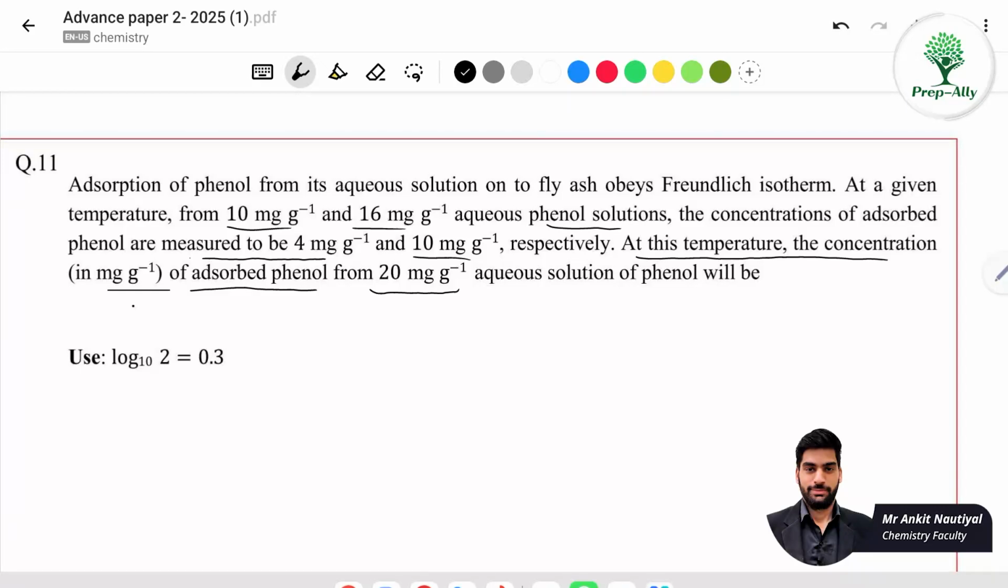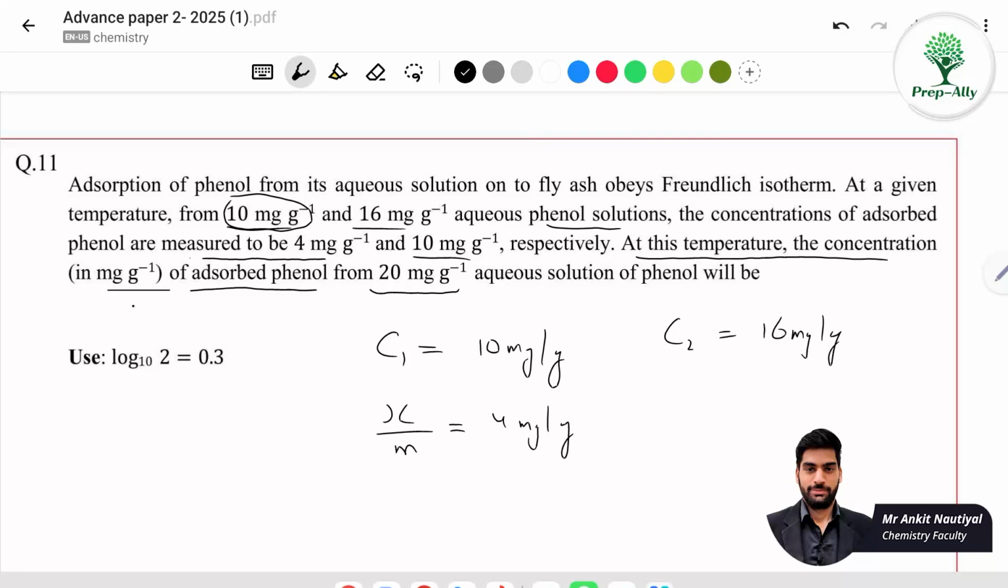So first of all, we have to write the value. So there are two conditions. At first of all, the initial concentration, that is 10 milligram per gram. At that point, the value of phenol absorbed, so extent by which phenol is absorbed, means x upon m value is 4 milligram per gram. At another concentration C2, that is 16 milligram per gram, at that point the extent by which phenol is absorbing in the solution is 10 milligram per gram. These are the given values.